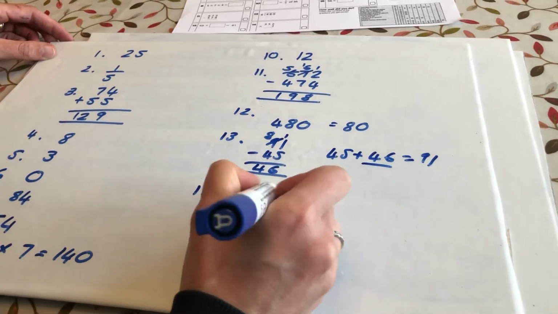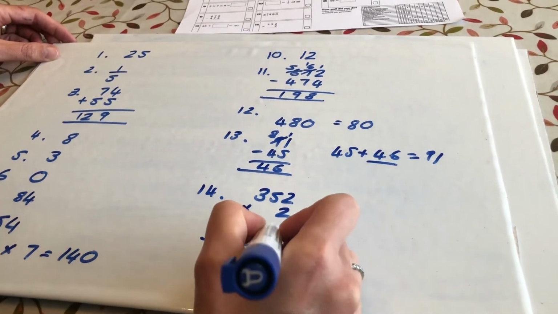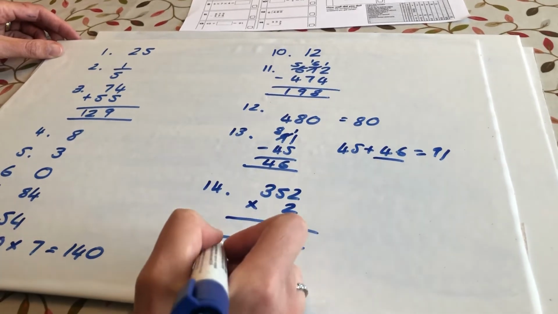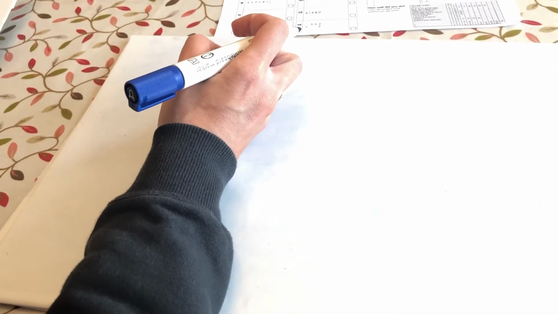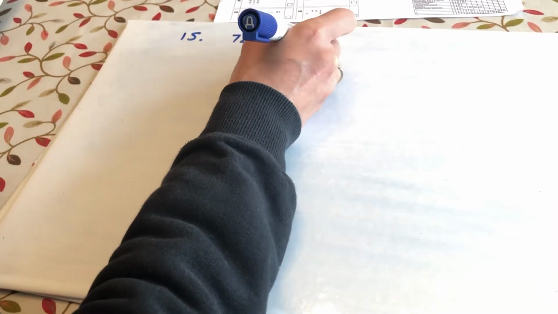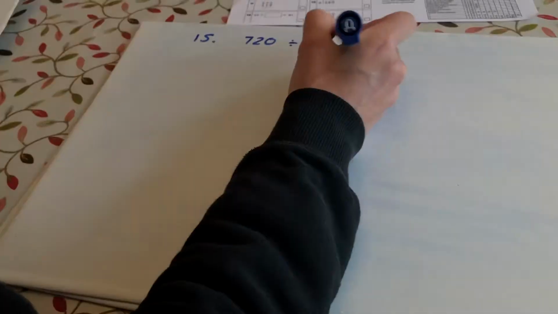Question 14, 352 times by 2. 2 times 2 is 4, 5 times 2 is 10, 3 times 2 is 6, and add the 1, 7. Question 15, 12 times something equals 720, so you need to use the inverse. 720 divided by 12. Cover the 0 over, 12 into 72 goes 6, and add the 0 back on again.